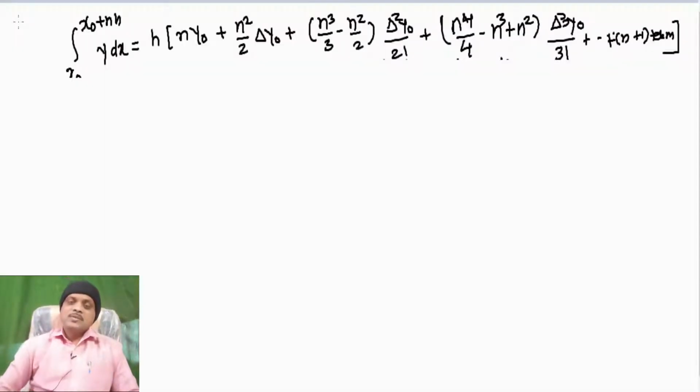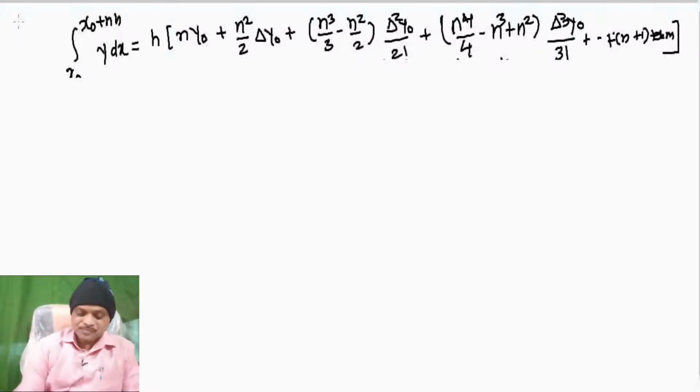In the trapezoidal rule we have substituted n is equal to 1. In Simpson's 1/3 rule we have substituted n is equal to 2. In Simpson's 3/8 rule we have substituted n is equal to 3 and neglected all the higher derivatives than third. Now in this Weddle's rule we put n is equal to 6 and neglect all the higher derivatives than 6.